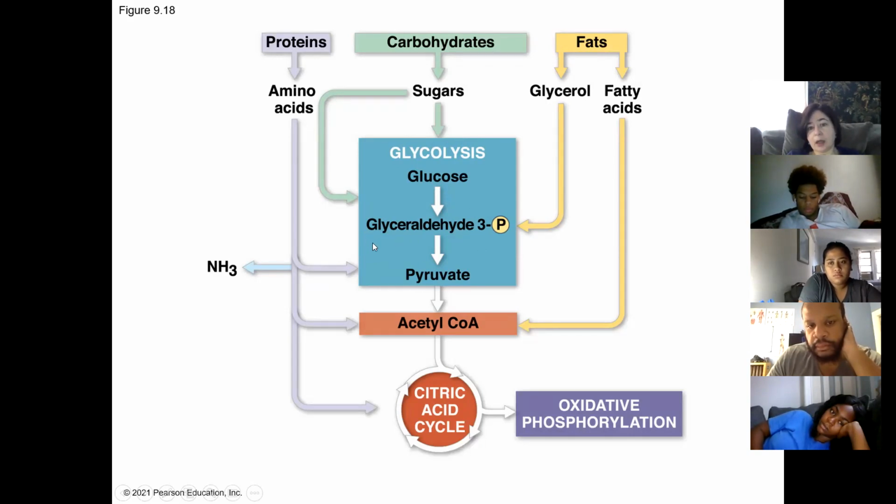So you see, glyceraldehyde 3-phosphate is actually halfway between glucose and pyruvate. So glycerol can actually substitute this molecule and continue into cellular respiration, right? Fatty acids, you break down fatty acids. Fatty acids can't give you glucose, no matter what. But they can give you acetyl coenzyme A, right? It can also enter the citric acid cycle and oxidative phosphorylation.